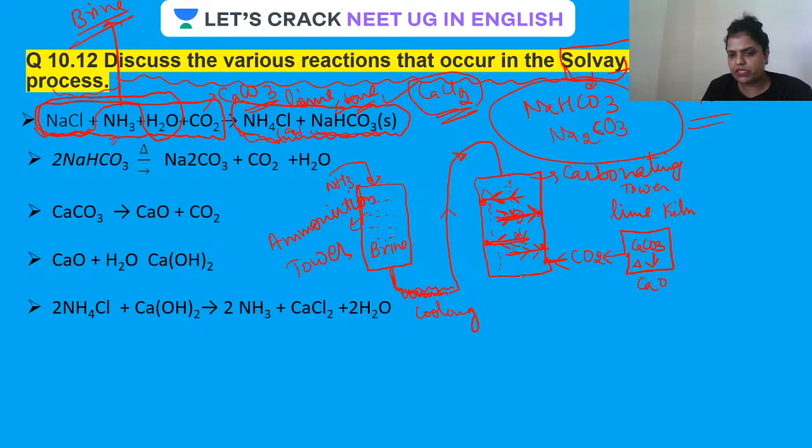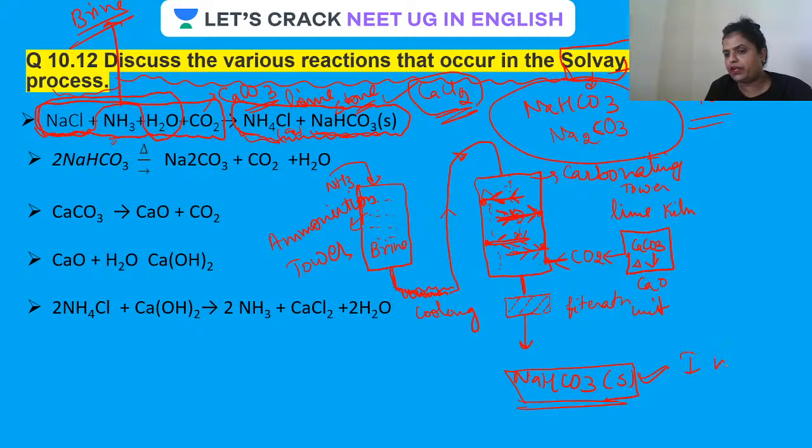After that, what is done? The outcome, that is ammonium chloride and sodium bicarbonate, is introduced to a filter here, guys. It is introduced to a filtration unit like this. This is the filtration unit, guys. After that, we get NaHCO3 here because it is not soluble at all.